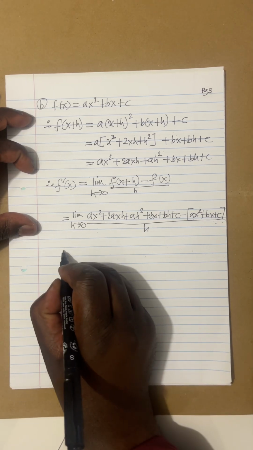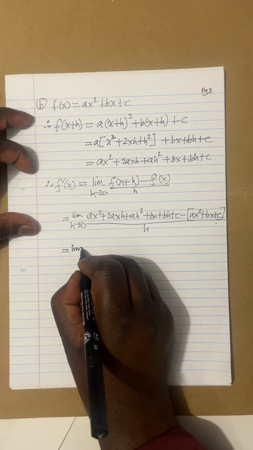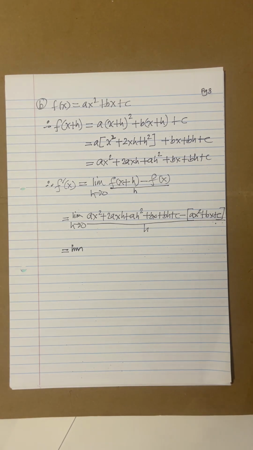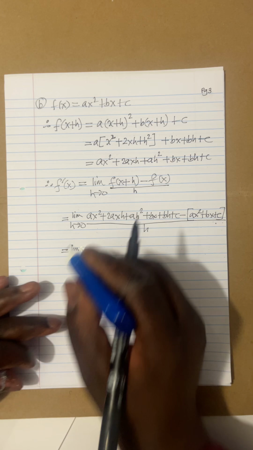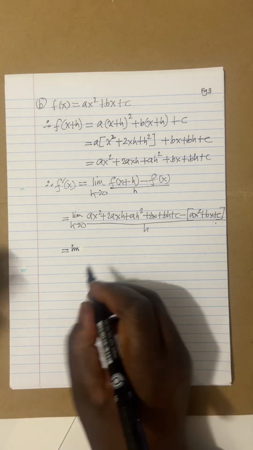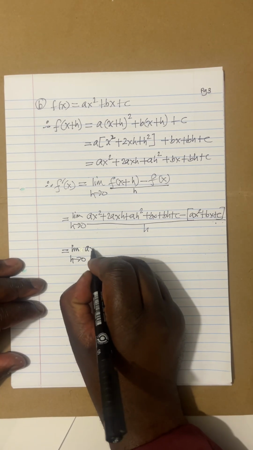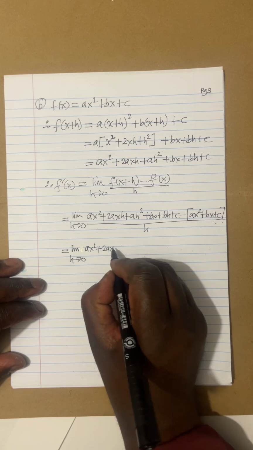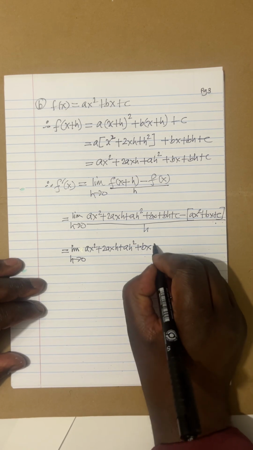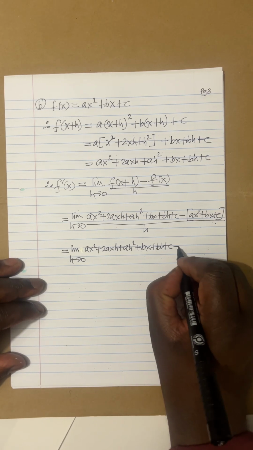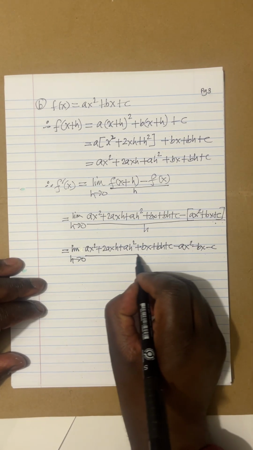All right, so we're moving on to the next part. Let me remove some of the part here. This must go. Right. Limit as h approaches 0 of what? Of ax squared plus 2axh plus ah squared plus bx plus bh plus c minus ax squared minus bx minus c all over h.